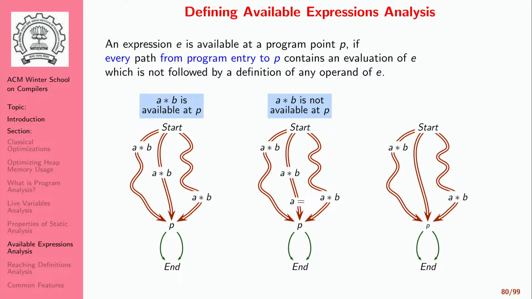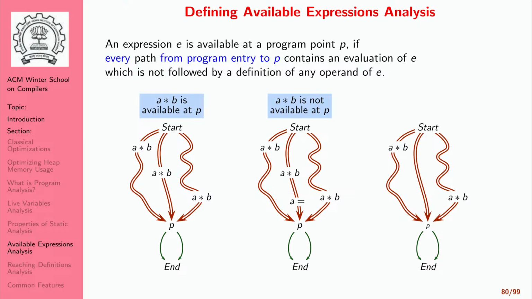The meaning of availability is, I am saying that an expression A star B is available at P. So I am talking about expression A star B, and there could be multiple paths reaching A star B. So what I am trying to say is, if the expression is available, what it means is that along every execution path, so suppose we take this execution path.